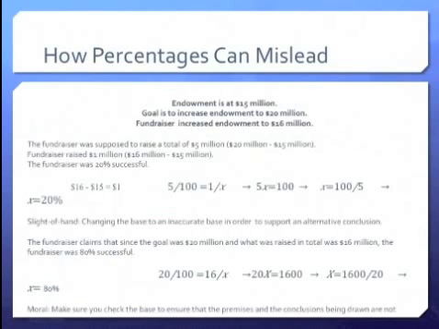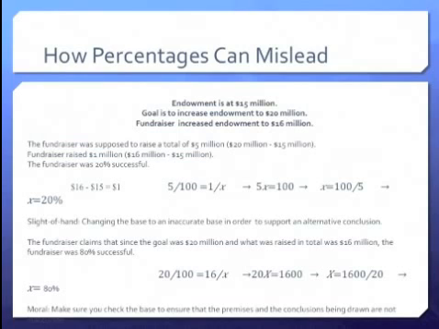Another shady way of using percentages is by using a sleight of hand trick with the base of the percentage. This is done by changing the base to an inaccurate base in order to support an alternative conclusion. For example, consider this scenario. Let's say that a fundraiser was hired to increase endowment funds from $15 million to $20 million. And let's say that the fundraiser was able to increase funds from $15 million to $16 million. This means that the fundraiser was 20% successful since only 20% of the goal, which was an increase of $5 million, was actually achieved.